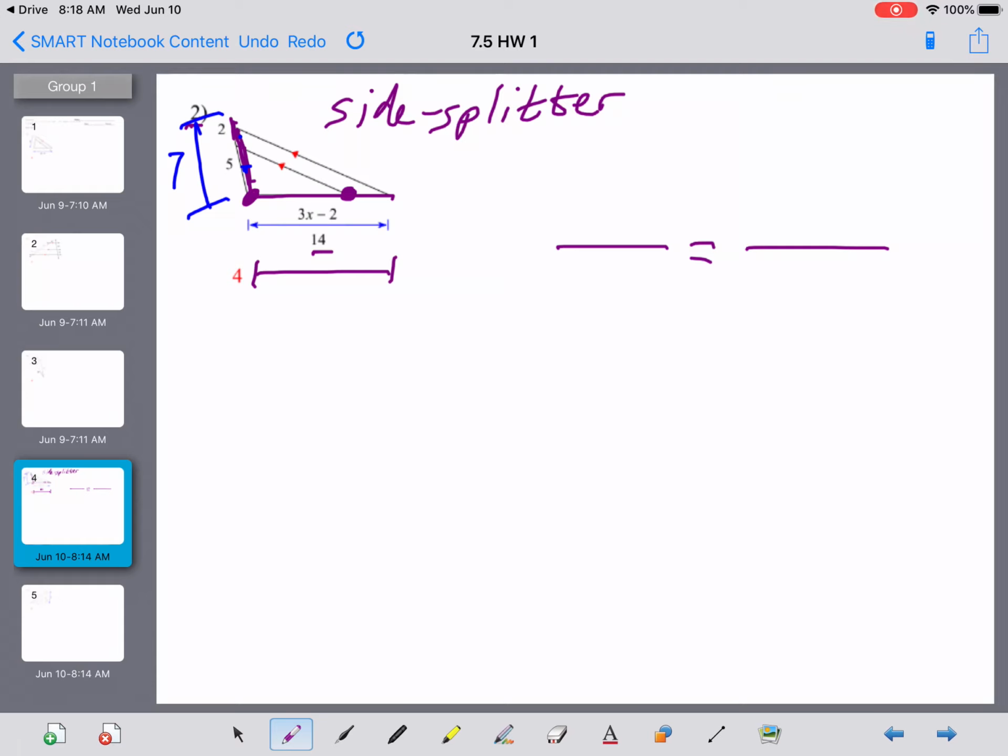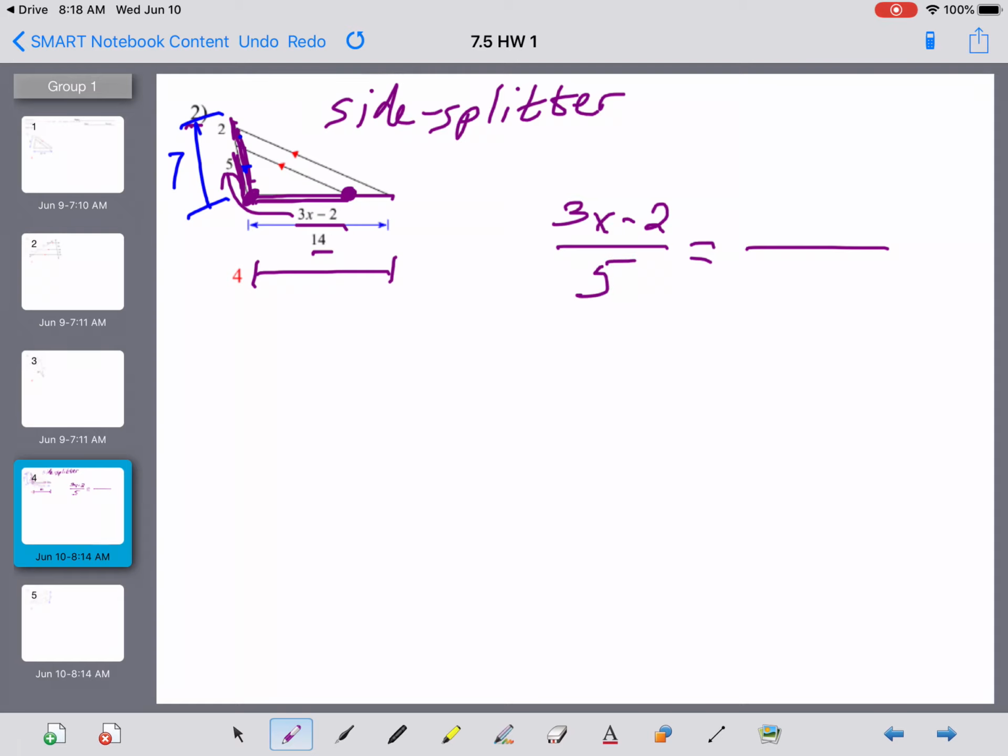Now, again, there's a lot of different ways of doing this, but I'm actually going to start with the piece that we want, which is the 3x minus 2 right here. So I want to make sure that I include that in my proportion. Now, let's think about what to put under that. The 3x minus 2 represents this piece right here on the bottom. The corresponding part over here on the left would be this 5 right over here. So the 3x minus 2 corresponds to the 5. I'm going to put the 5 underneath that.